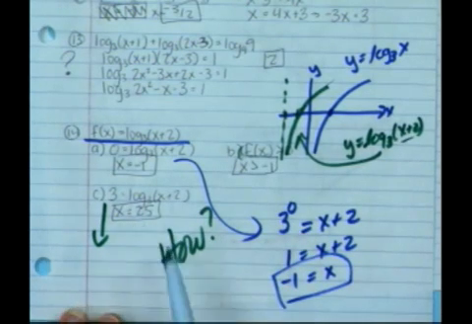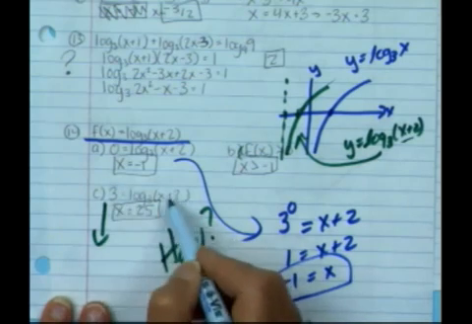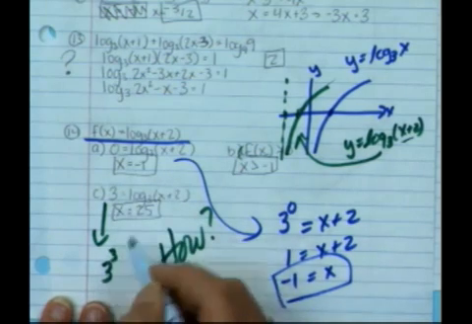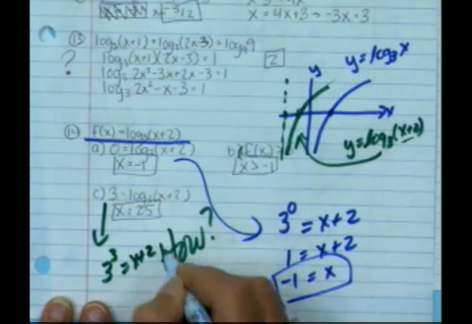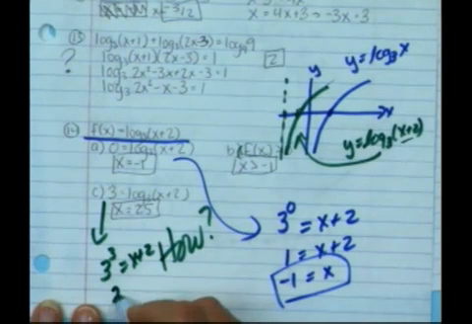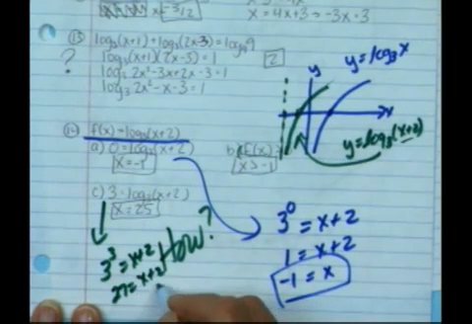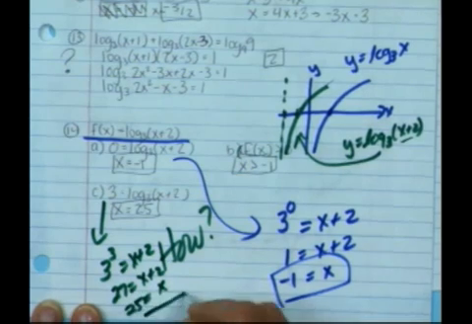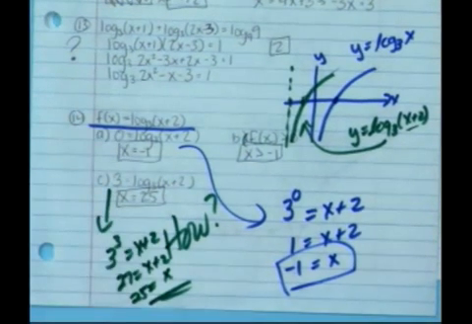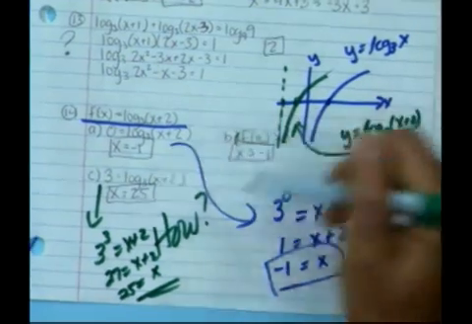3 to the third equals x plus 2. Okay, it was a log equation, so you switched to exponential form. 3 to the third is 27. 27 equals x plus 2, so x is 25. Perfect. Be sure you communicate your steps on how you're doing this. Okay, good? Alrighty. Questions, anybody on 14?